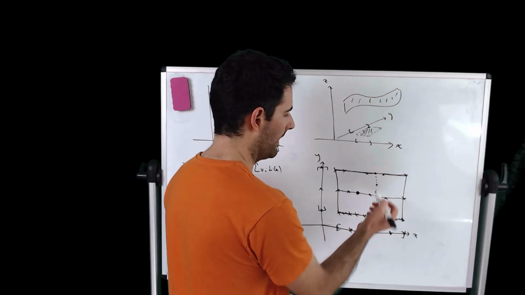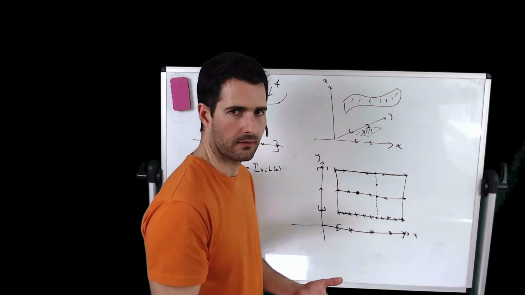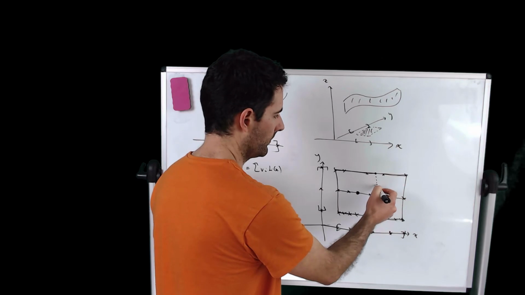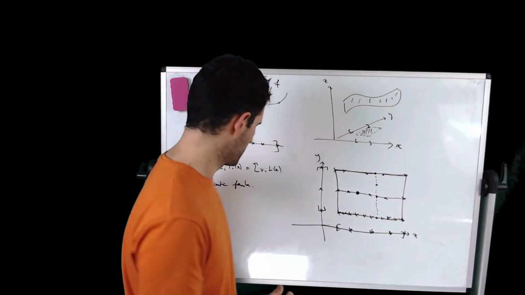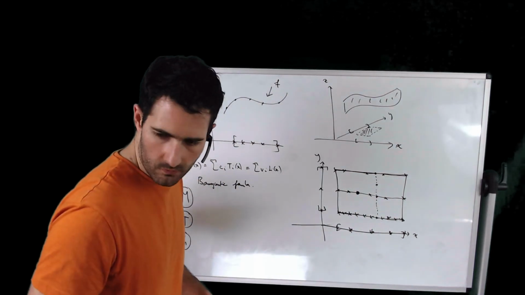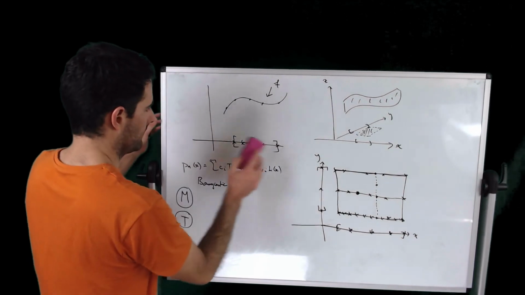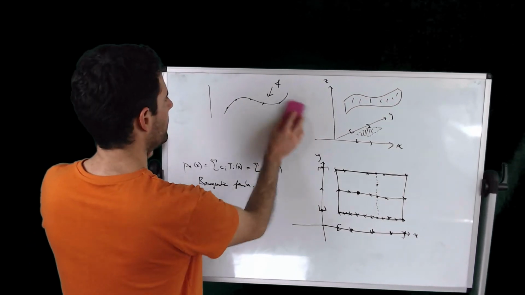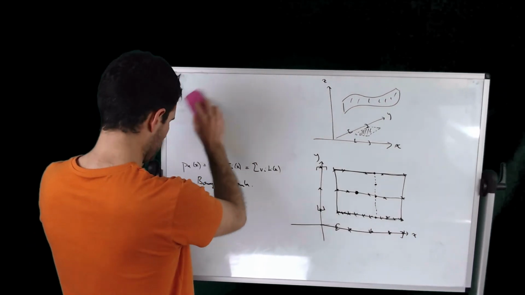And the question is, how does that error propagate to the final result that we obtain here? So we're going to take a look at that. We'll give you an idea of what's going on.